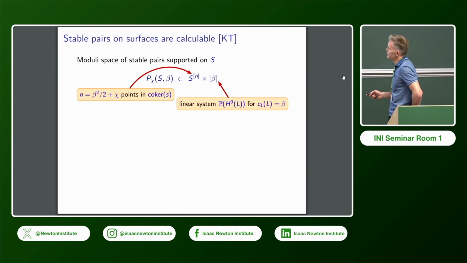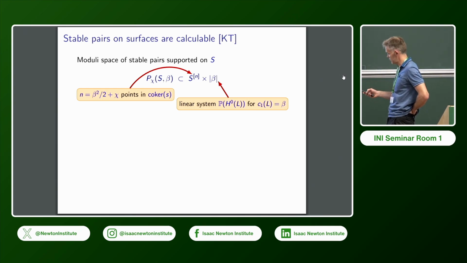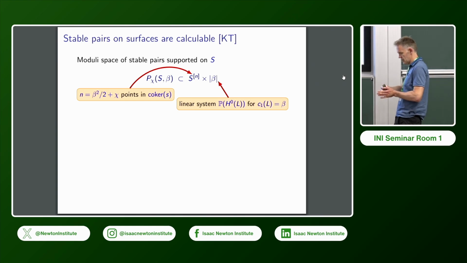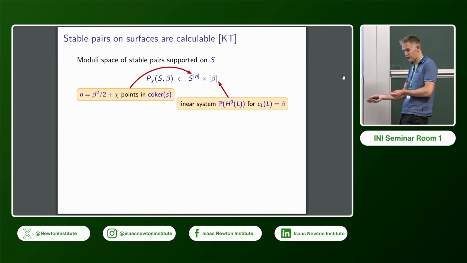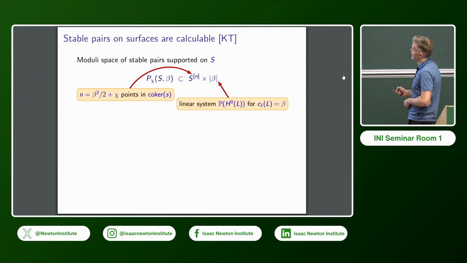So what happens is a stable pair is basically a curve. That's the support of the stable pair. So that lies in a linear system, which is just a projective space. And then it's a bunch of points on that curve, which are the co-kernel of the section. So if you remember, a stable pair was this sheaf with a section, but it had zero-dimensional co-kernel. So it's basically a curve that lies in here, and a bunch of points on that curve.